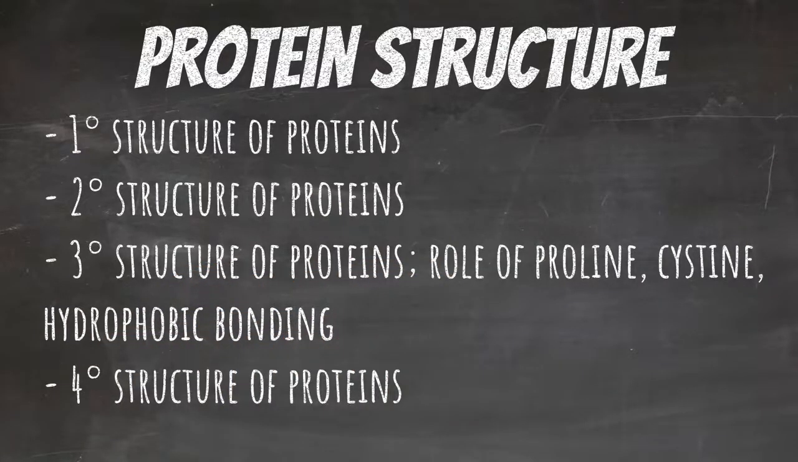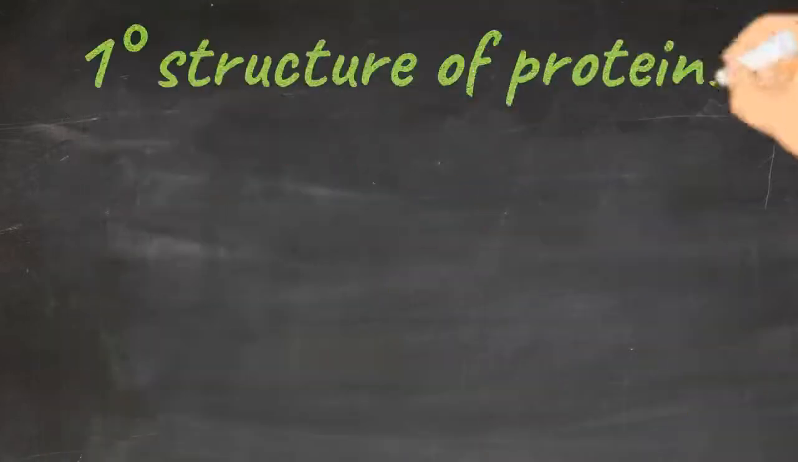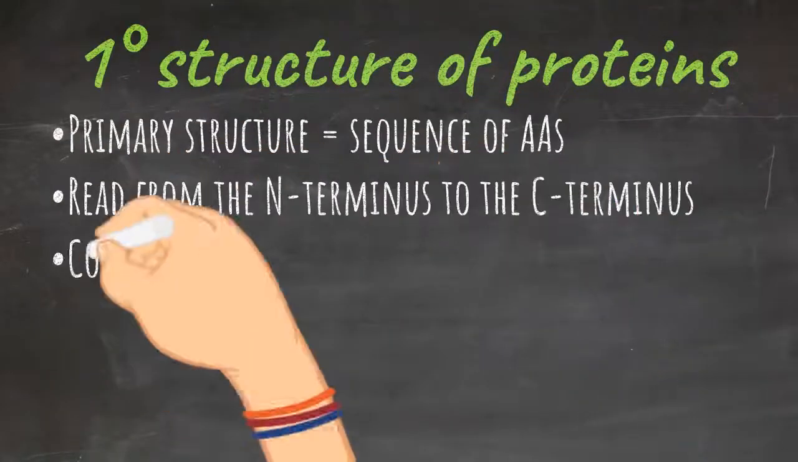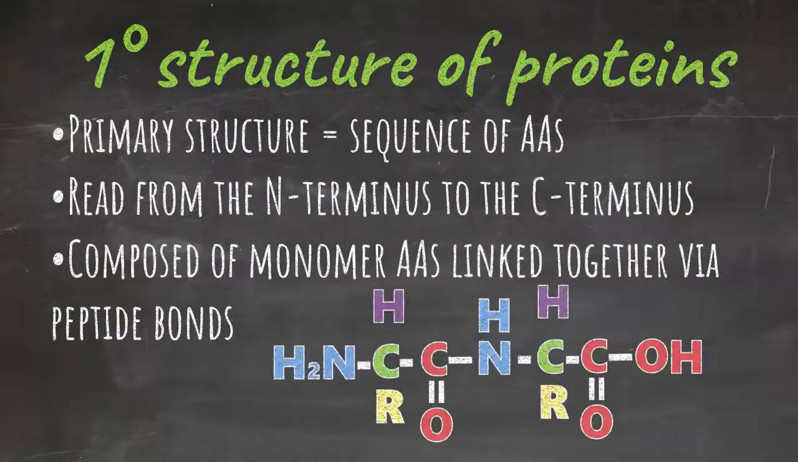amino acids. The primary structure of protein is present in every protein, and it is just the string of amino acids that are linked together with peptide bonds. It's read from the N terminus to the C terminus.